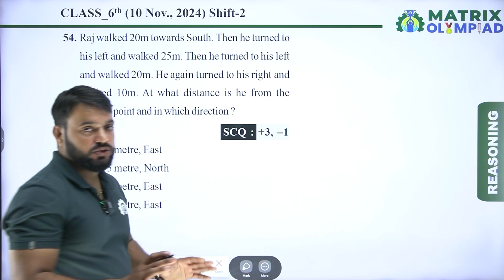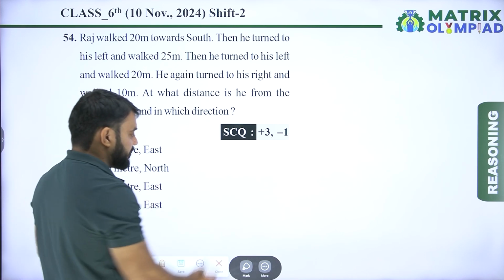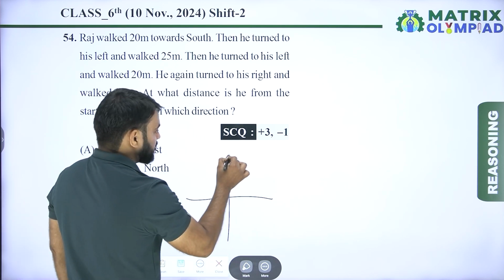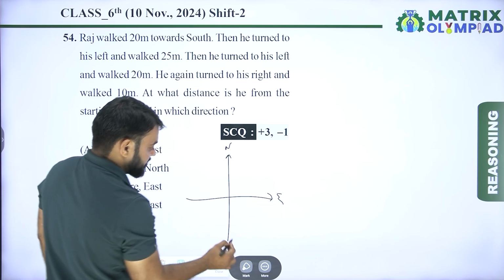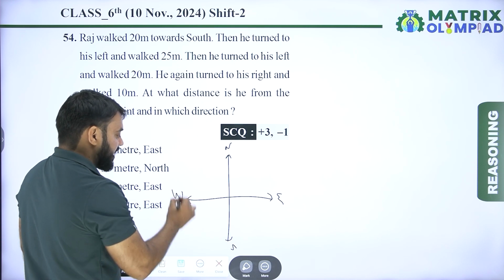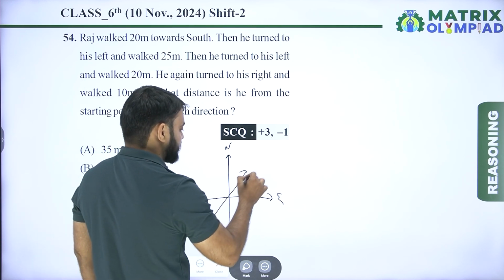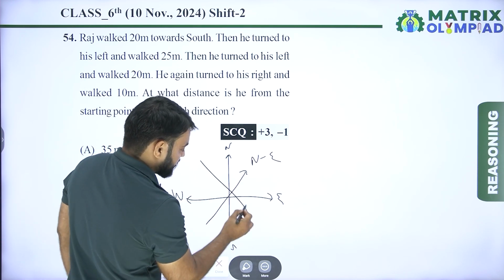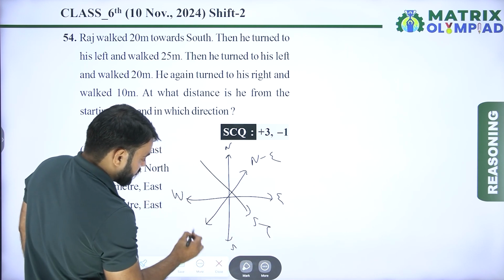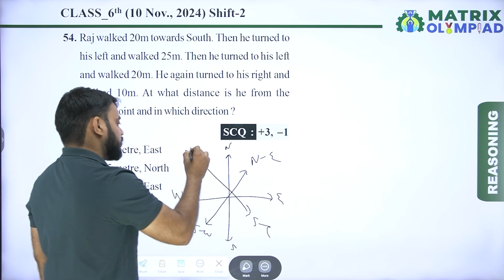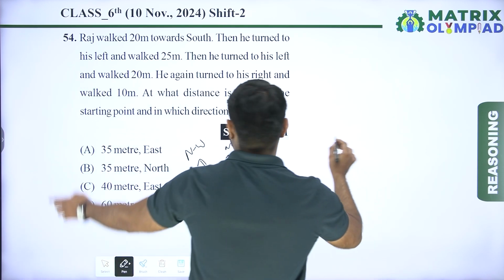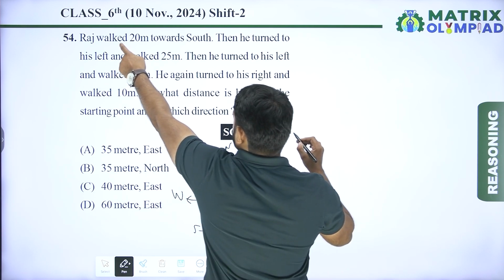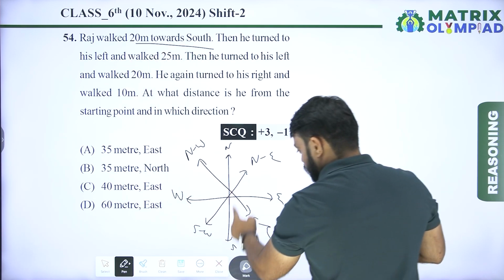Before starting this question, we should know that there are 4 types of main direction. This is north, this is east, this is south, this is west, and there are 4 types of cardinal direction. This is northeast, this is southeast, this is southwest, and this is northwest. Now according to the question, Raj walked 20 meter towards south.